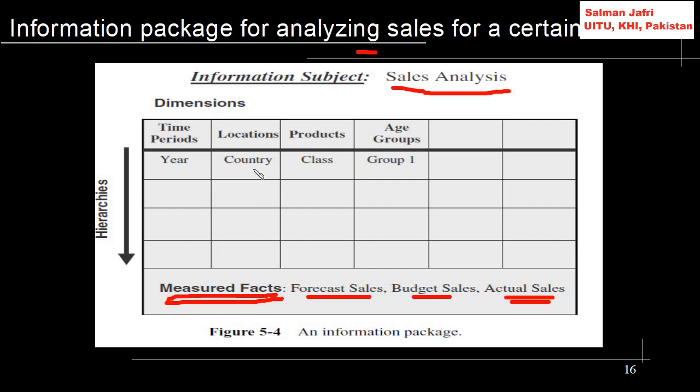Locations can be the different countries in which we are analyzing our sales, right? Products again can be different products we are analyzing, right? So along these axes we have either the hierarchies, for example in terms of time, or the business categories that we can have. For example, locations can have the categories of different countries. Products can have a category of different products. And age group can have a category of different age groups, and so on and so forth.